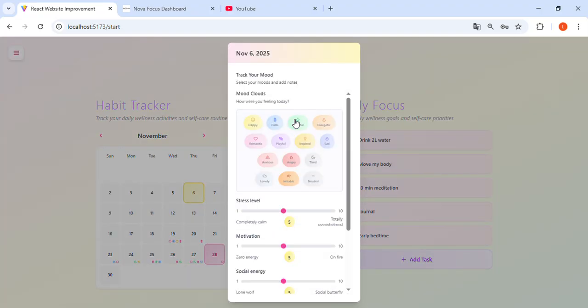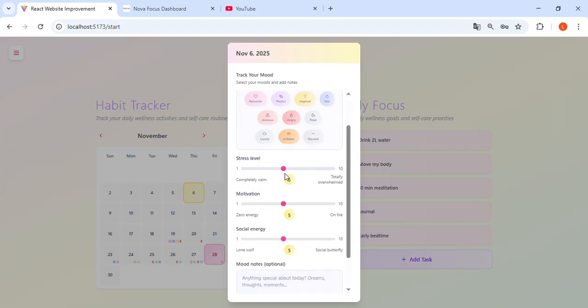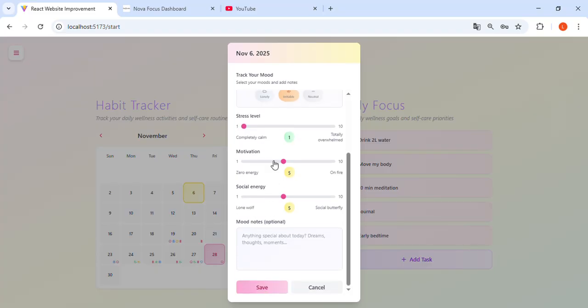For example, the user could select how they felt during the day, because of course there's not one single mood. We feel a lot of emotions during the day. Then they could also indicate the stress level from totally overwhelmed to completely calm, and the same with motivation and social energy as well. These are all slidable. And then they could also do some journaling here, write down some notes about their day, about their mood.